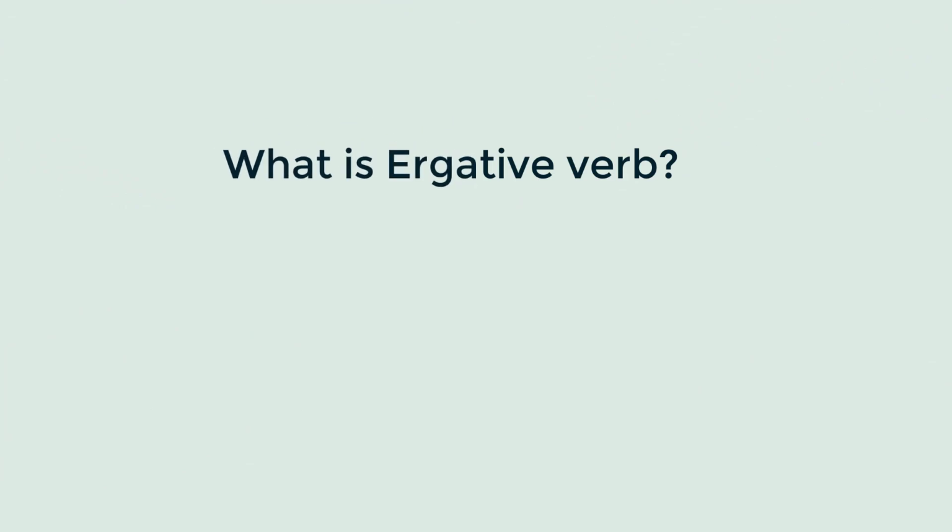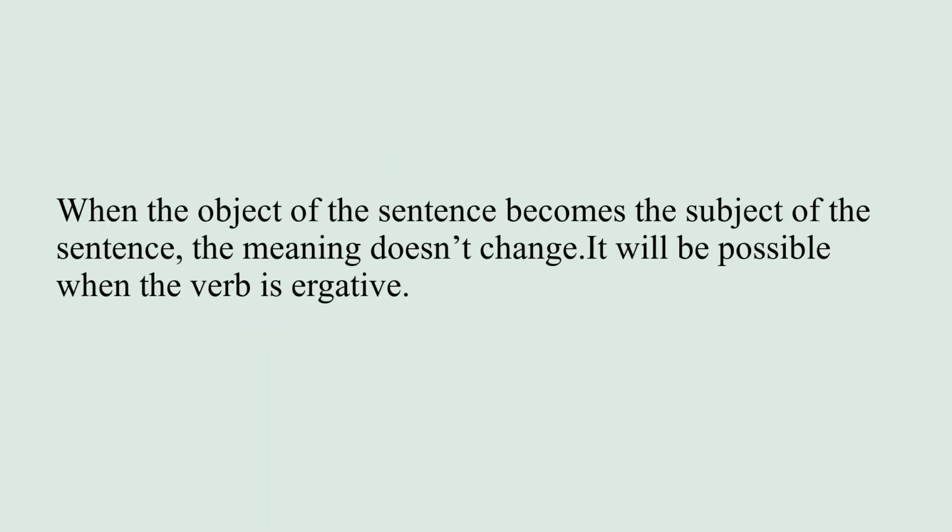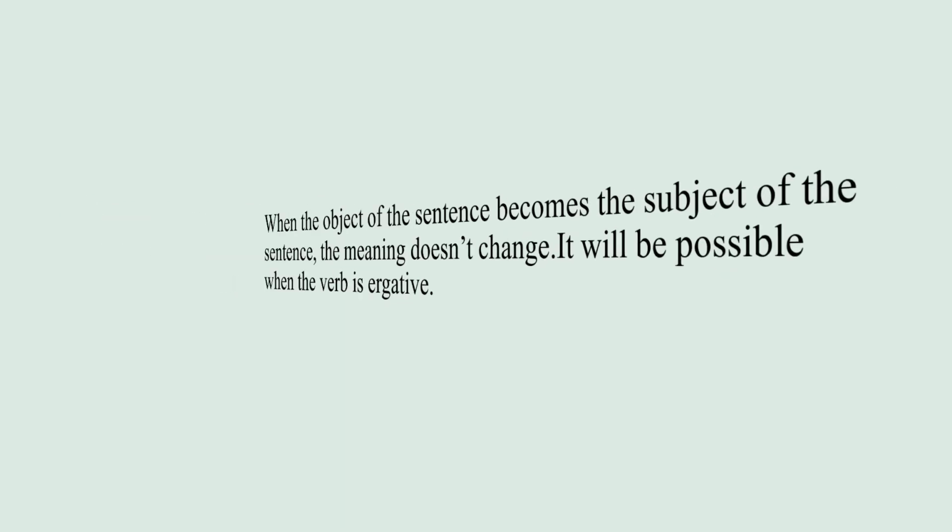Today we work on what is ergative verb. When do you use ergative verb? When the object of the sentence becomes the subject of the sentence, the meaning doesn't change. It will be possible when the verb is ergative.